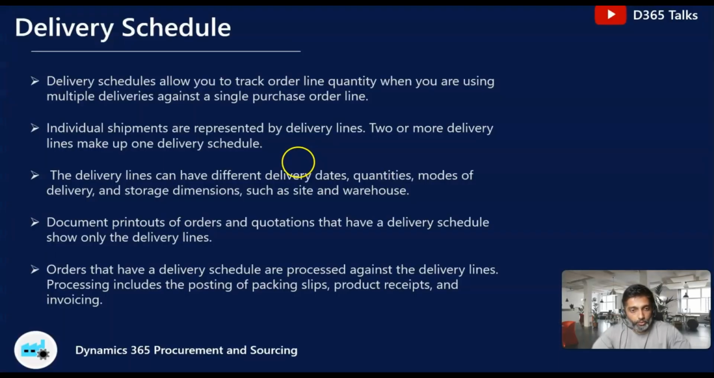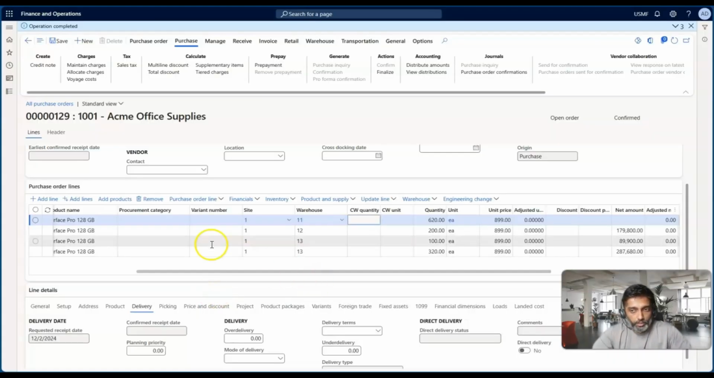And also the point which I want to highlight here is that orders that have a delivery schedule are processed against the delivery lines. Processing includes the posting of packing slips in the case of the sales order, and product receipts and invoice. Which means that the moment you create a delivery schedule against your order line, the order lines will not be treated for posting of any of these documents. Only your delivery lines will be taken for posting the product receipts and invoice. So let me go back to the screen.